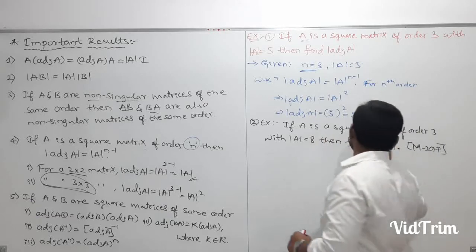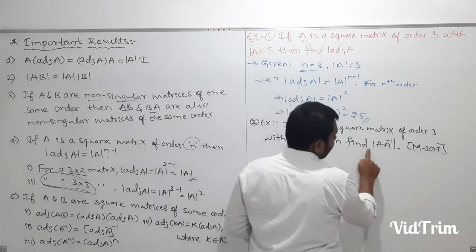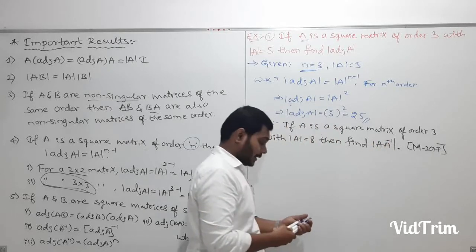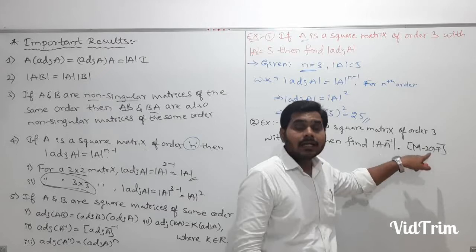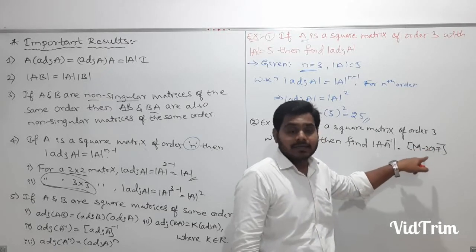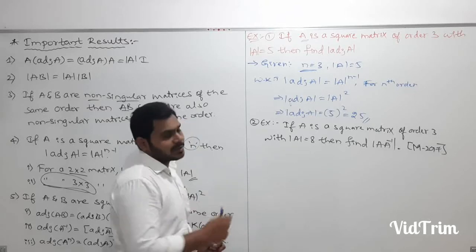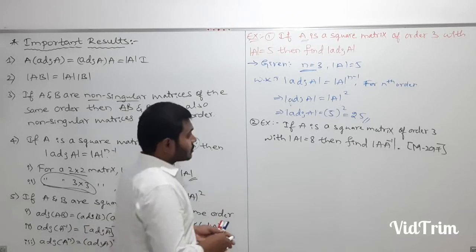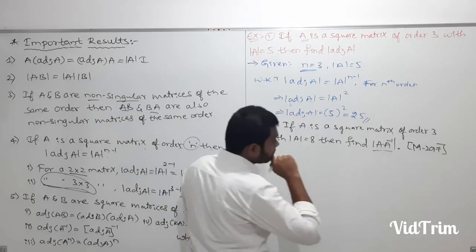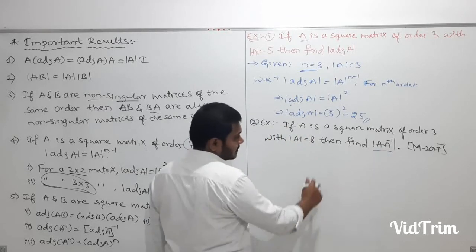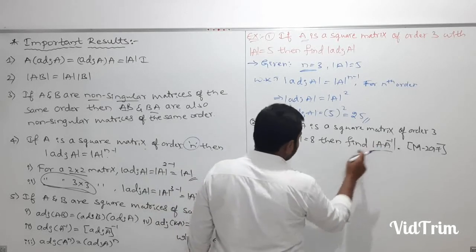If A is a square matrix of order 3 with determinant of A equals 8, then find determinant of A into A inverse. As I told, this question was asked in Karnataka board annual examinations, March 2017 for 1 mark. Very important question. They asked me to find the determinant of A into A inverse.